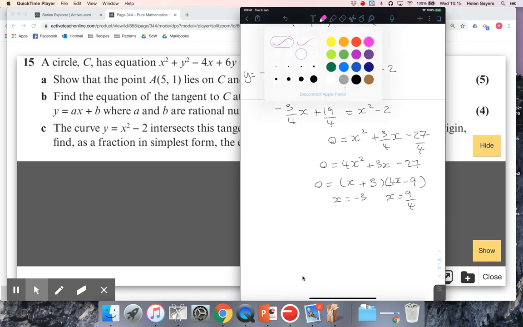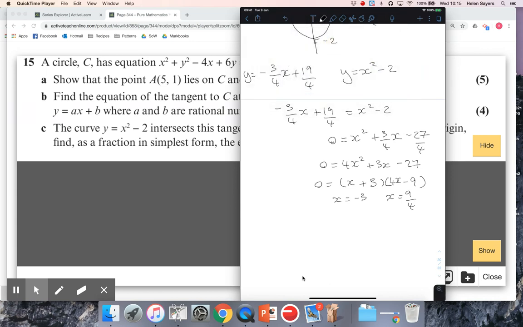And if in doubt, you might as well calculate those just in case they're going to be useful. So I can use either equation. I'm just going to use the quadratic one. So when x is -3, y is 9 minus 2, so 7. And when x is 9 over 4, I'm going to put that in the calculator. So 9 over 4 all squared minus 2 gives me 49 over 16.